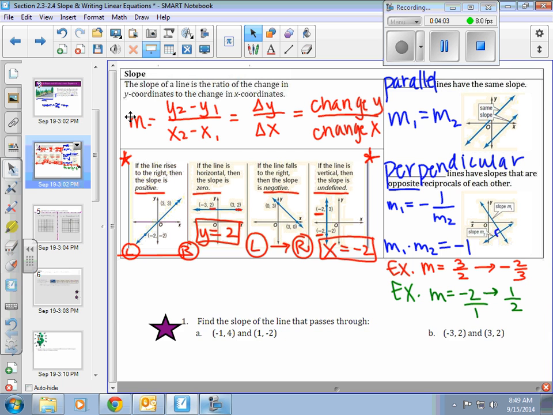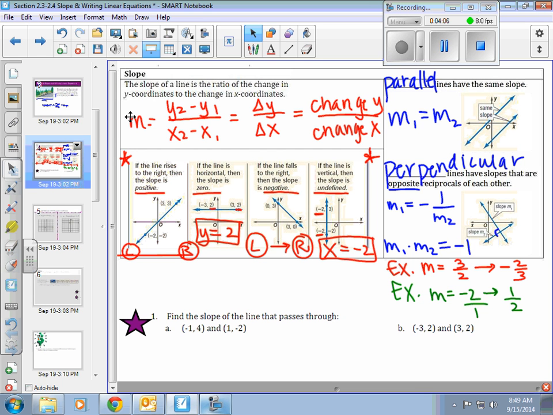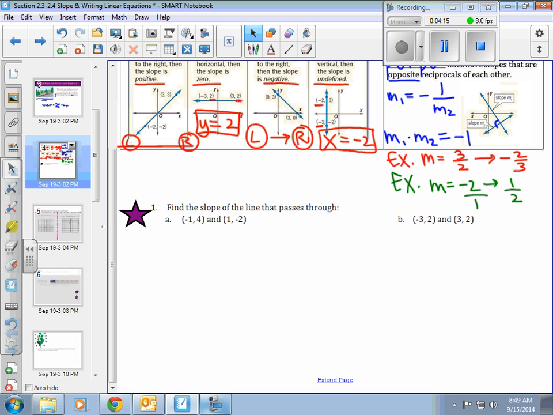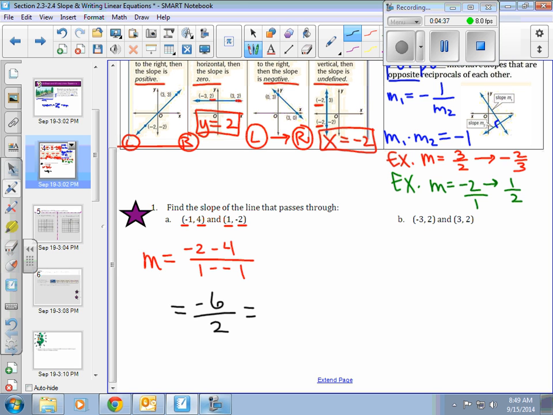Let's go ahead and look at example 1. Find the slope of a line that passes through the 2 points. For part A, my slope is equal to y2 minus y1, so -2 minus 4, all over x2 minus x1, so 1 minus -1. If I simplify, -2 minus 4 gives me -6, all over 2. Simplify one more time and I get -3. So for those 2 points, my slope is equal to -3.